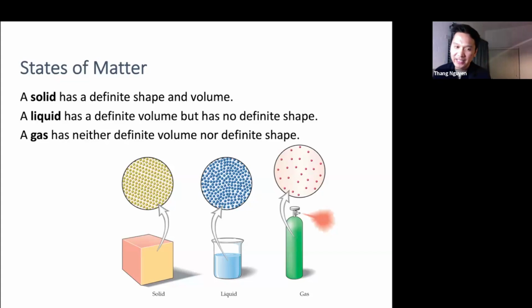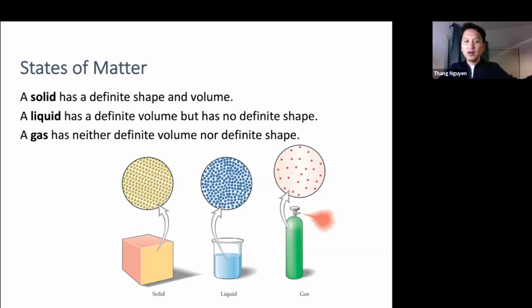Now, when you move on to the gas, nothing is the same, neither its volume nor its shape. So imagine you have a gas in a canister. It's compressed in that small volume, and in the shape of the container too. Now, if you release that gas into the room, it will fill up the whole room, right?